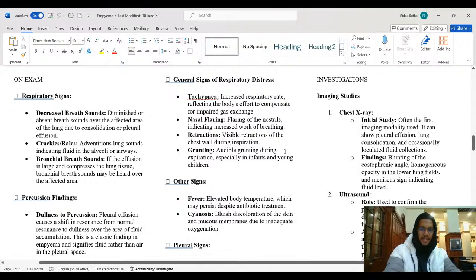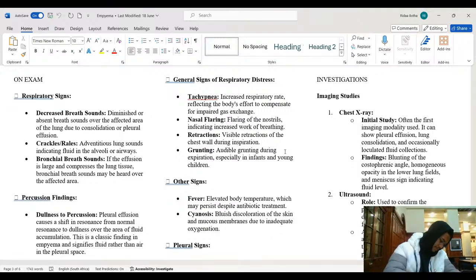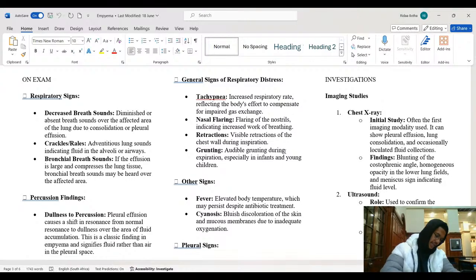On respiratory exam, there is decreased breath sounds, so decreased or absent breath sounds over the affected area due to the consolidation. Then there will definitely be some crackles, indicating fluid in the alveoli, and also bronchial breath sounds, or bronchial breathing.